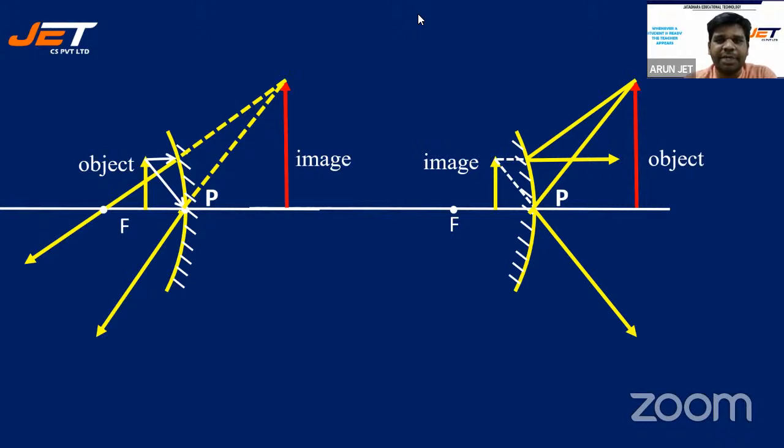How can we prove it? Ray diagram. One way of proving it is the ray diagram, because ray optics is all about ray diagrams. The other way of proving it is through equations. So when we do optics, we'll do it through equations also. Give me the questions. Now let us see.